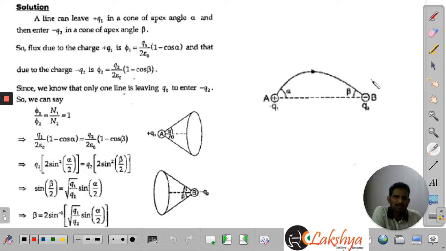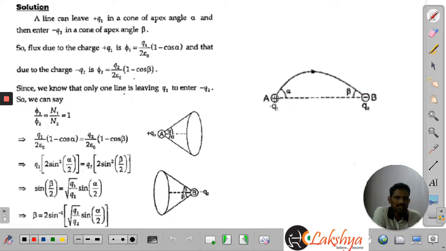And similarly, this line is ending at an angle beta. Now the number of field lines ending at the charge q2 we can write in the same way. That means we can consider the reverse case: the flux is entering through the base here and reaching this vertex. So that flux we can write as q2 by 2 epsilon naught into 1 minus cos beta. That is the flux due to q2 passing through the base of the cone with semi-vertex angle beta, right? Now this line is starting at an angle alpha and it is reaching at a beta.